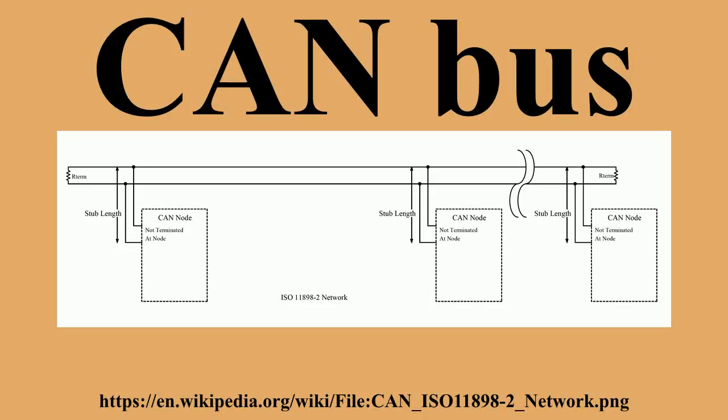ISO 11898-2, also called high-speed CAN, uses a linear bus terminated at each end with 120 ohms resistors. ISO 11898-3, also called low-speed fault-tolerant CAN, uses a linear bus, star bus, or a multiple star bus connected by a linear bus and is terminated at each node by a fraction of the overall termination resistance. The overall termination resistance should be about 100 ohms but not less than 100 ohms.